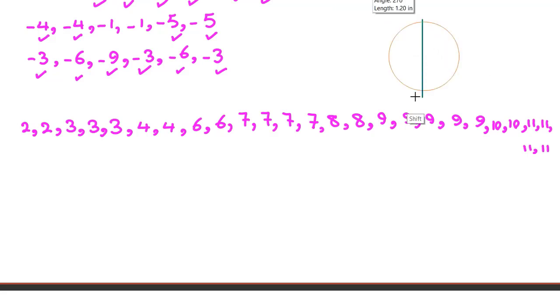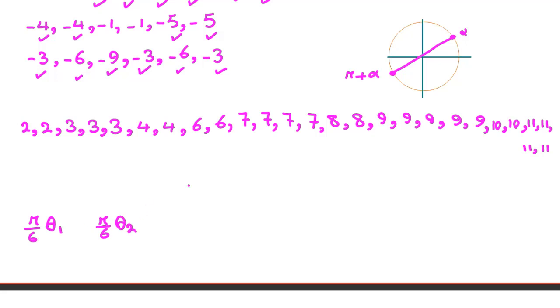If we consider the unit circle, if we have an angle here, it is alpha. 180 plus alpha will be this, or pi plus alpha. Their sine will be negative. Okay, how can we conclude this? Look, pi over 6 times, for example, suppose theta 1, pi over 6 theta 2. Under what condition is their difference pi? Pi over 6 times theta 1 minus theta 2.